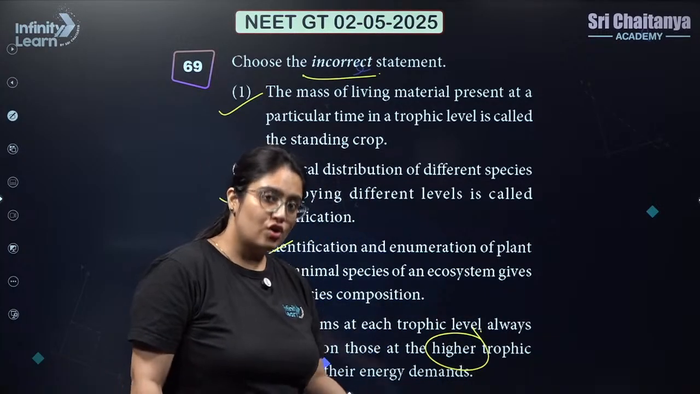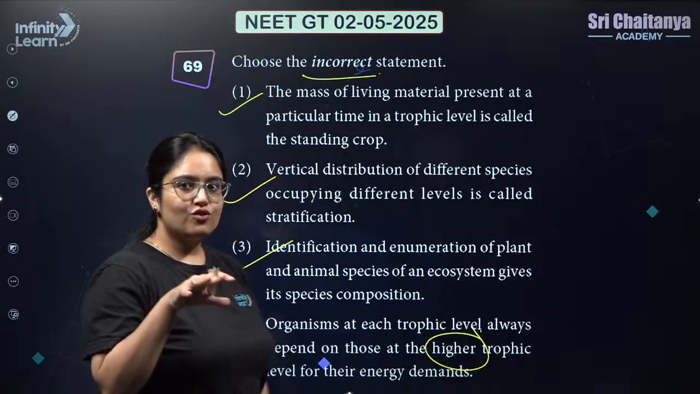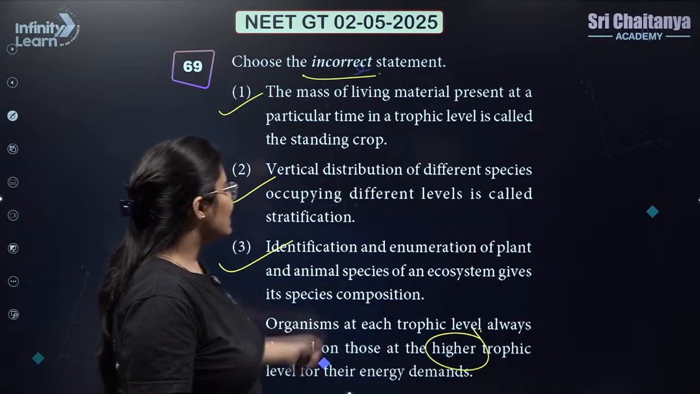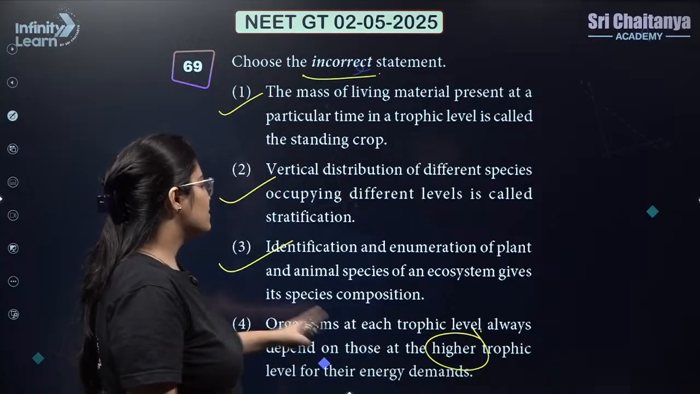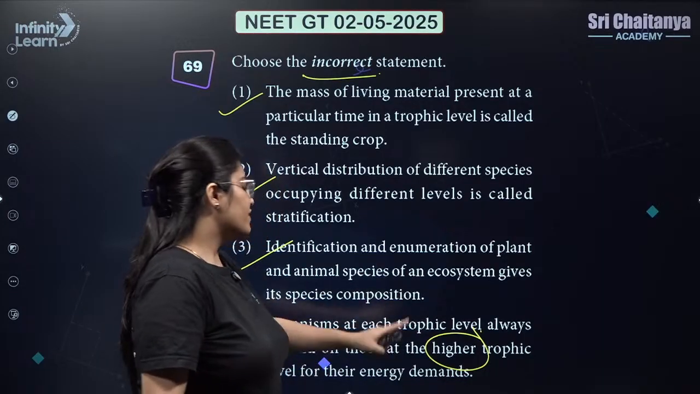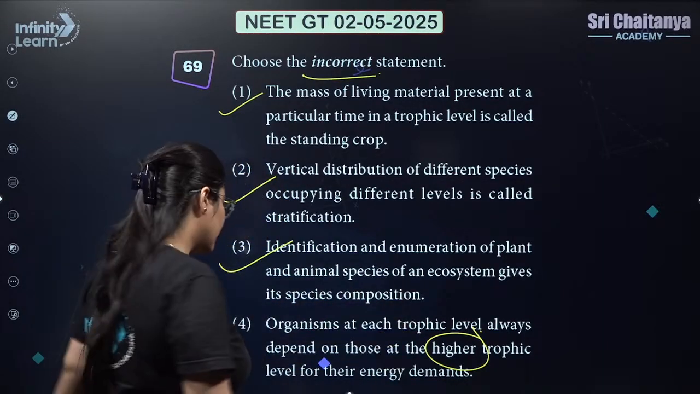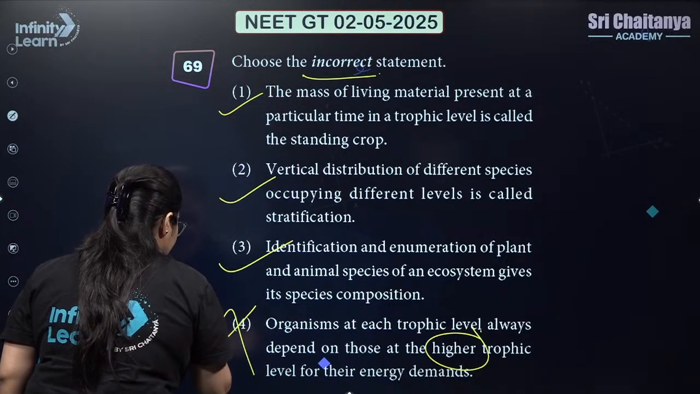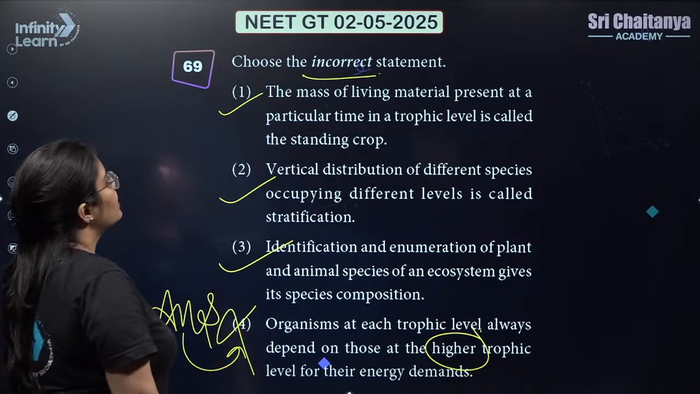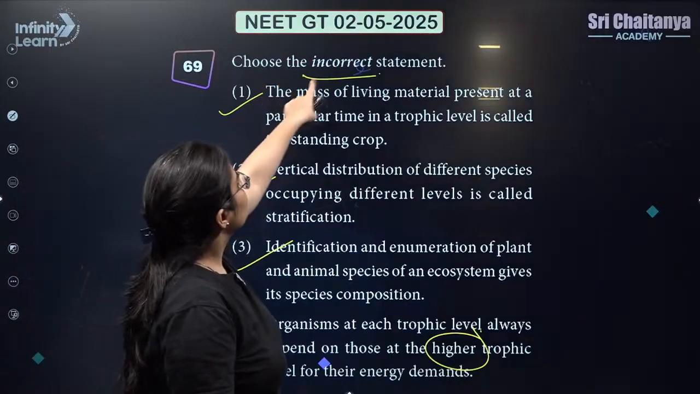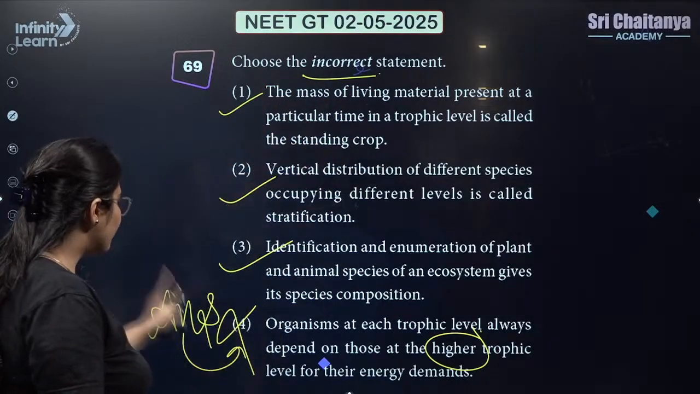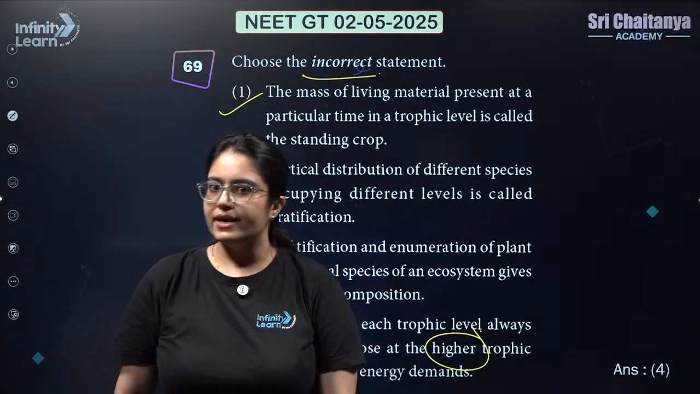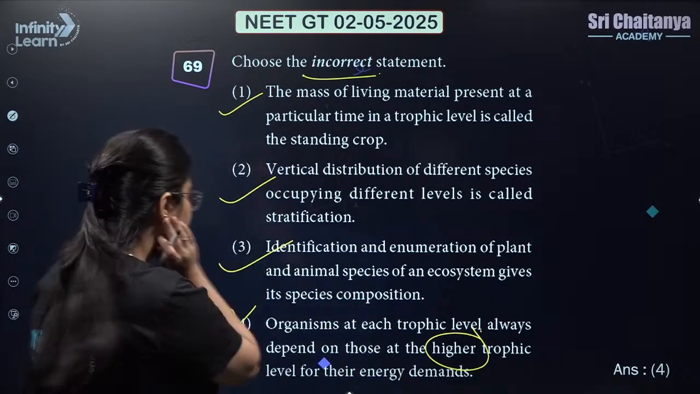No, they depend on the lower, right? So a higher trophic level organism eats the one which is at the lower trophic level. So "organisms at each trophic level always depend upon those at higher trophic level for their energy demand" is wrong because of that word higher. So this is wrong and therefore this becomes the answer. Your correct answer is 4, because they are asking to choose the incorrect statement. Clear, guys? Next. Very good. Answer is 4.